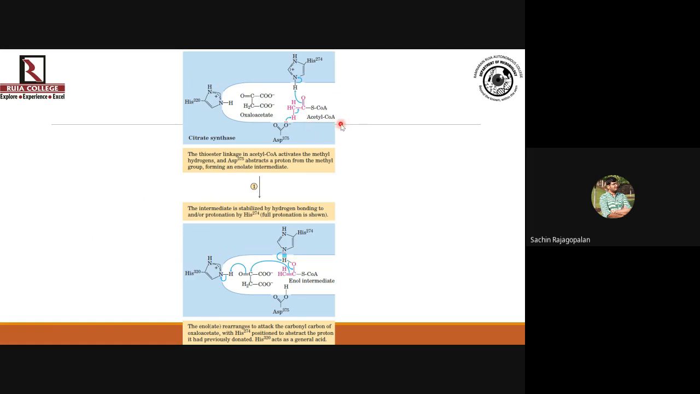Okay. Now here this asparagine residue and the two histidine residues have a lot of significance. And the numbers there are indicating at which position these amino acids are present. So both histidine and aspartic acid have a lot of significance. Now why is it so?